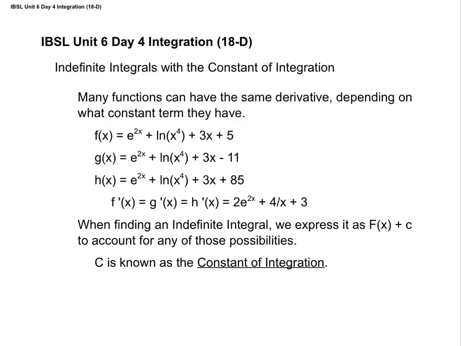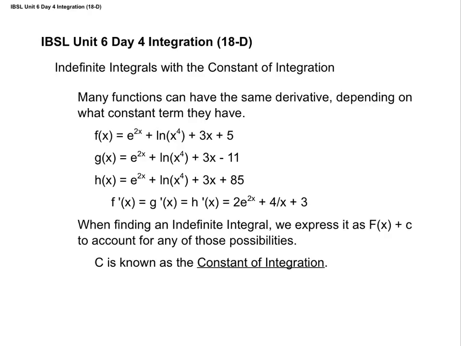You'll notice here I have this function f of x equals e to the 2x plus ln of x to the fourth plus 3x plus 5. And then I have a g of x that's the same except it has a minus 11 at the end, and h of x, which is the same except it has a plus 85 at the end. I point out that if you took the derivative of any of those, you would get the same thing, because the derivative of that constant would be 0. So here, you'd have 2e to the 2x plus 4 over x plus 3 as the derivative.